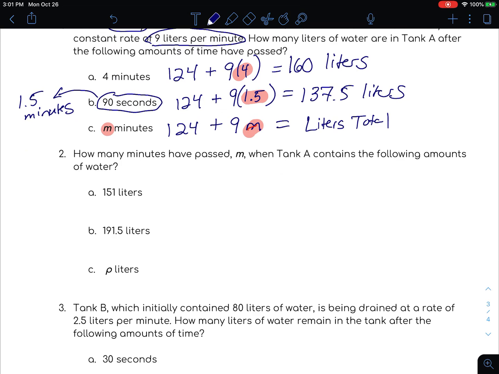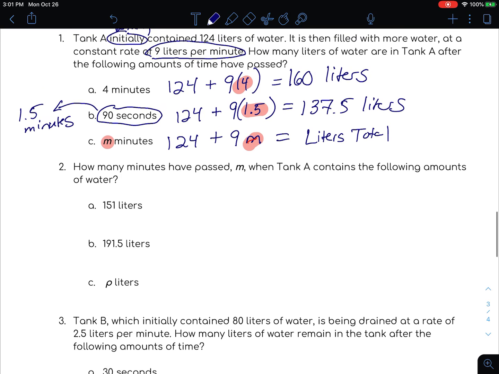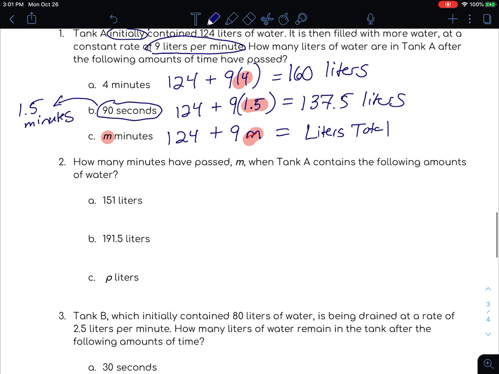All right, let's look at the next one. How many minutes have passed, m, when tank A contains the following amount of water? Okay, so now we have 151 liters. We know we started with 124. So what's that difference? How much just got added on here? Well, I'll actually reverse that. Let's subtract. And so we now know that 27 liters have been added.